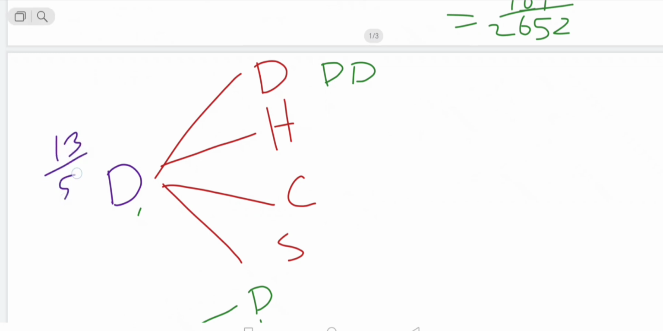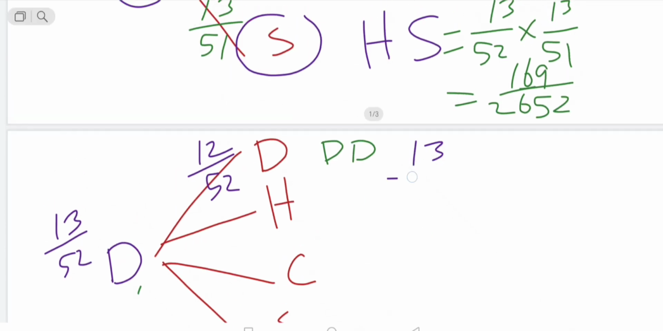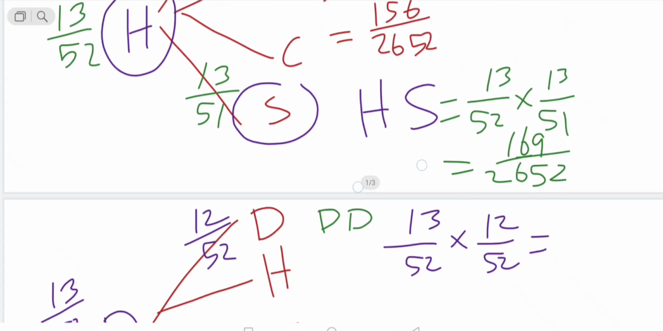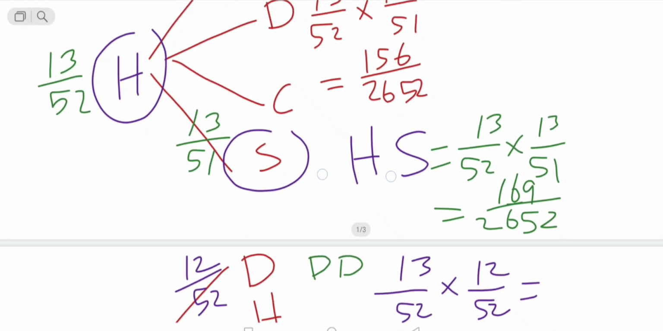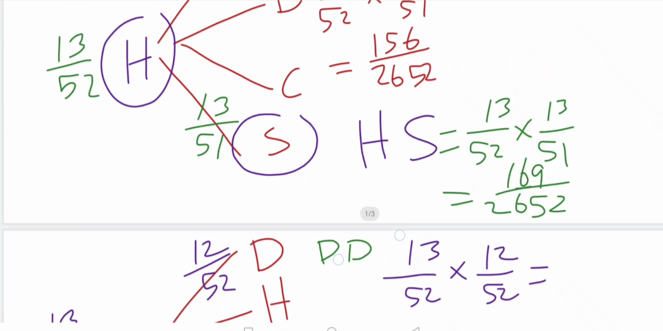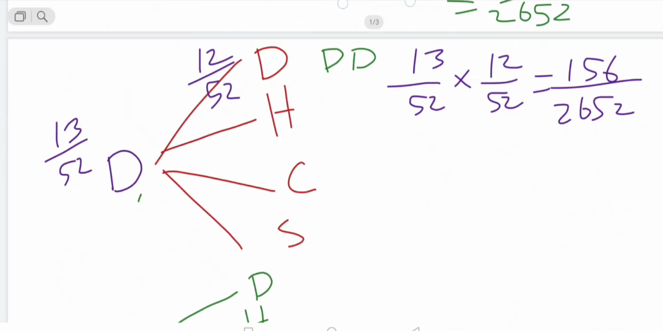13 over 52. Already drawn 1, so remaining 12 over 52, which is equal to 13 over 52 times 12 over 52, the same as this one, which is equal to 156 over 2652. So all will be the same.